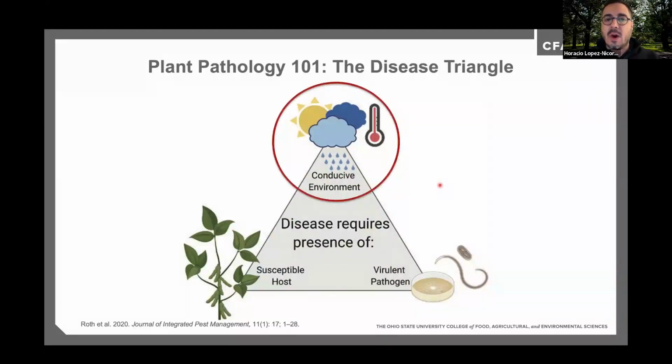And sometimes that's one that we can alter, modify and change if we have these two other pieces already in our field. So we can have a virulent pathogen in our field, we can have a host in our field, but if those conducive conditions are not present, we don't have disease. And that's sometimes important when we are thinking about management.